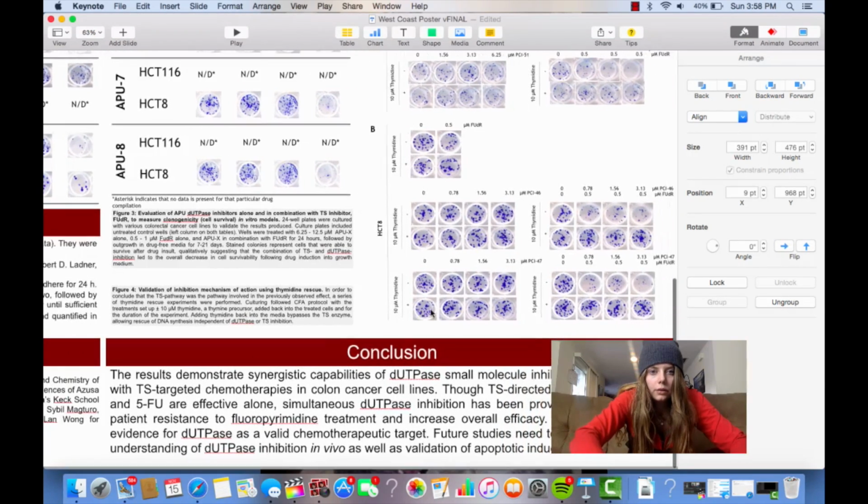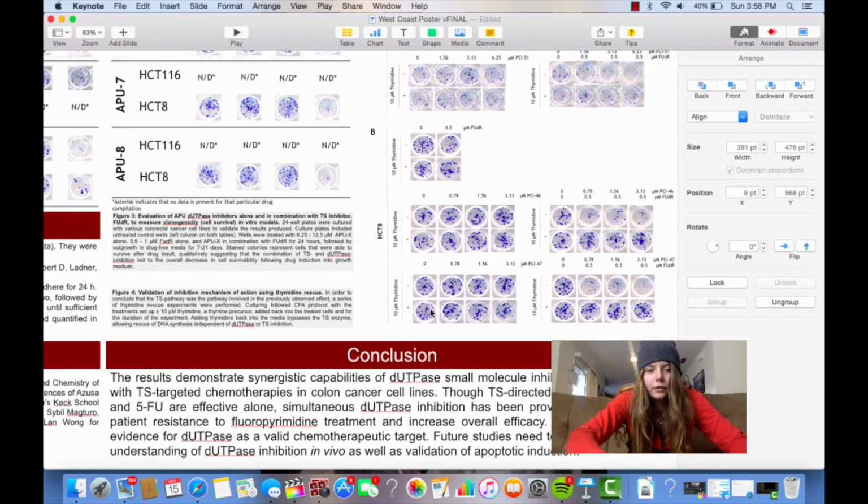So, here's our conclusion. The results demonstrate synergistic capabilities of DUTPase small molecule inhibitors when combined with TS-targeted, remember that's thymidylate synthase, targeted chemotherapies in colon cancer cell lines. Though thymidylate synthase-directed drugs such as FUDR and 5-FU are effective alone, remember we said they are effective in colon cancer patients, just some people overexpress DUTPase. Simultaneous DUTPase inhibition has been proven to overcome patient resistance to the fluoropyrimidine treatment, that's just the 5-FU thymidylate synthase treatment, and increase overall efficacy. This provides further evidence for DUTPase as a valid chemotherapeutic drug.